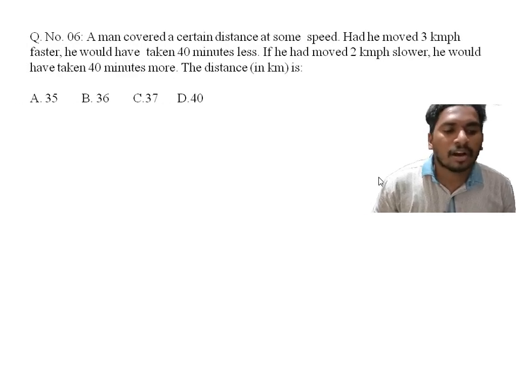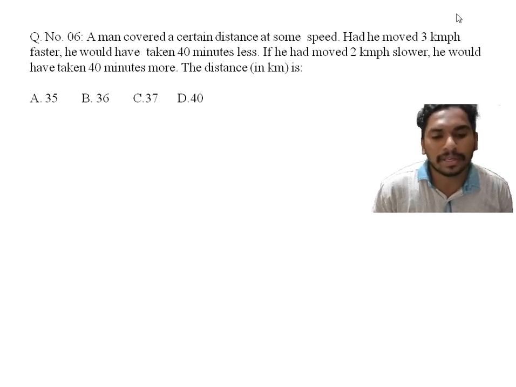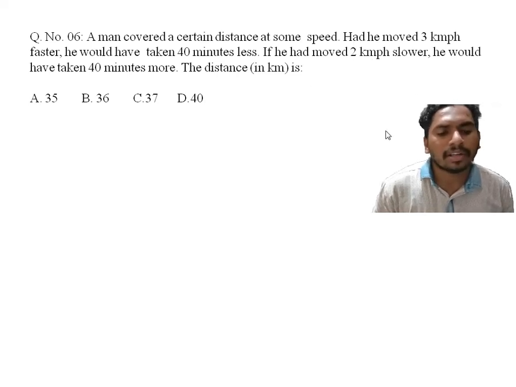And next, the last question. Here, a man covered a certain distance at some speed. Had he moved 3 km/h faster, he would have taken 40 minutes less. If he had moved 2 km/h slower, he would have taken 40 minutes more. The distance in kilometers is? Here they have given two cases. In one case, if he increases his velocity by 3 km/h, the time will be reduced by 40 minutes.